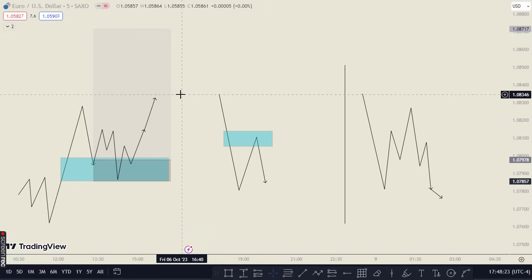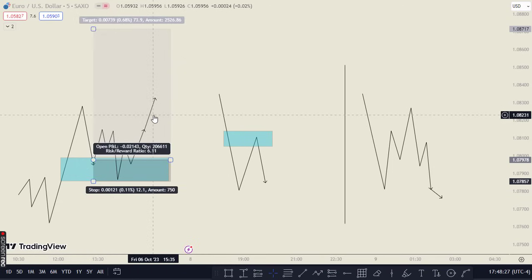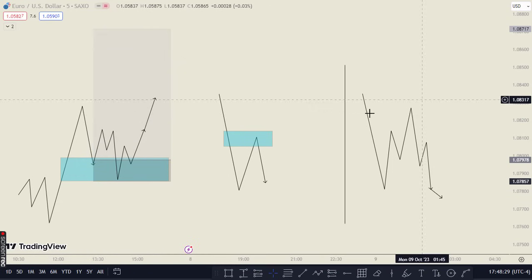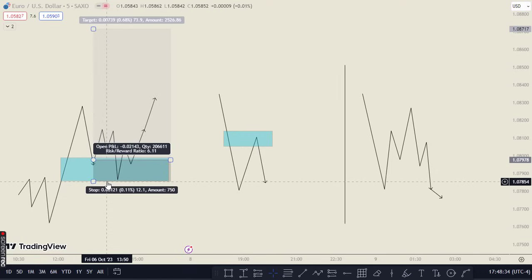So again, whenever you see an intermediate term low in case of a long position, or an intermediate term high in case of a short position, now you can safely move your stop loss just below that swing right here, and it is a protected swing.